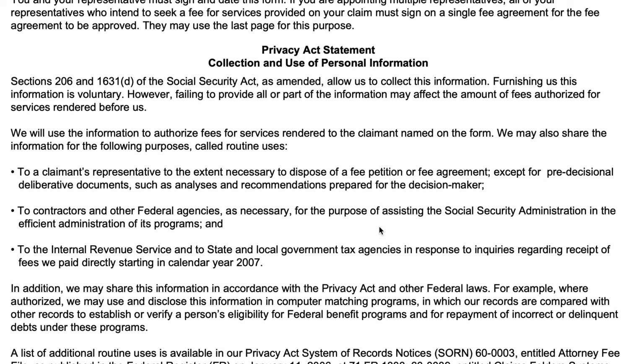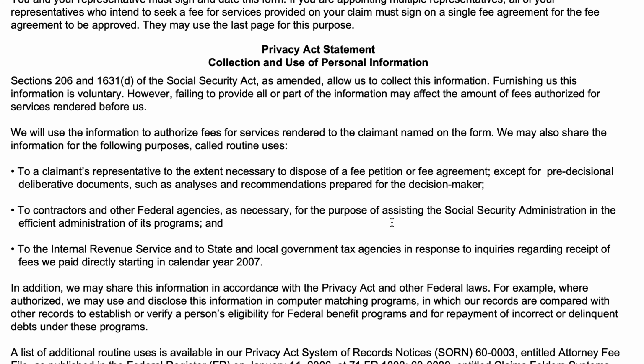There's a Privacy Act statement that says they can use your information in certain ways. They collaborate with other federal agencies. They share your information with the Internal Revenue Service. They can share information with your representative to the extent necessary to dispose of a fee petition or an agreement. They would usually be sharing your information with your representative anyway, simply because they're representing you, and you've probably already granted them permission on something like Form SSA-1696, which is the appointment of representative form.